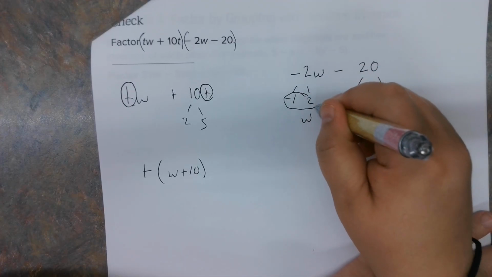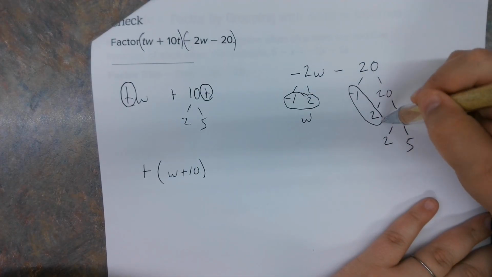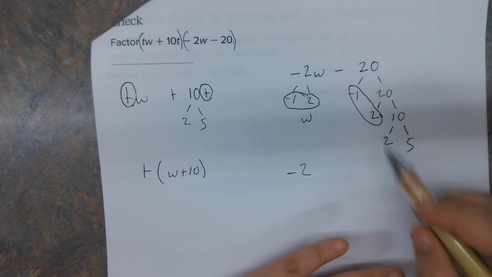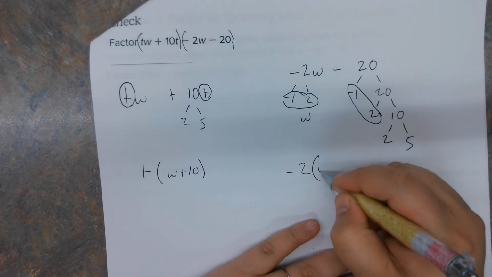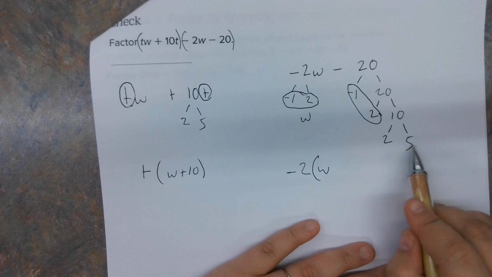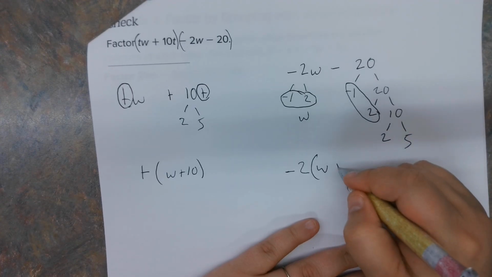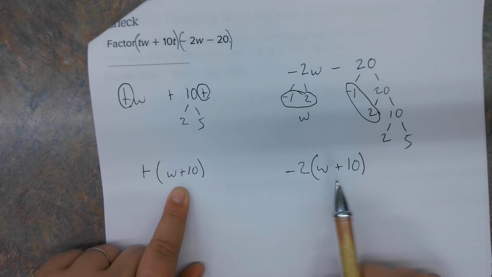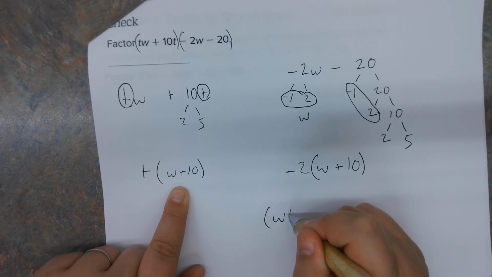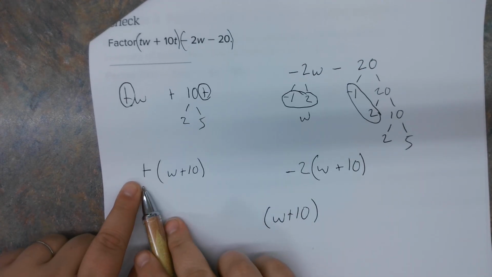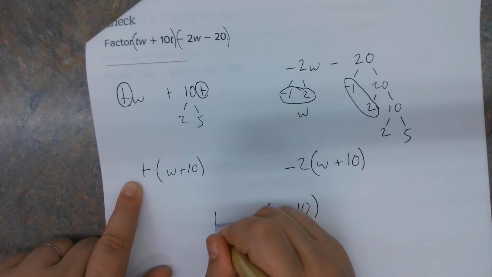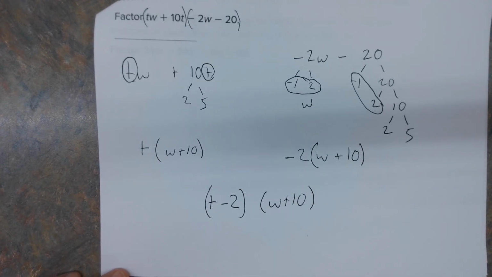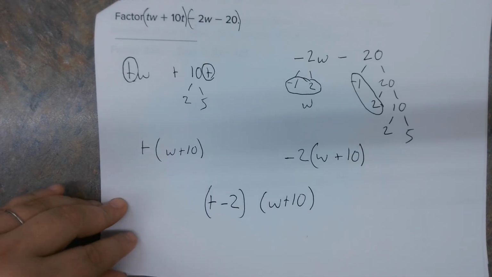They share a negative 1 and a 2. Okay, so I'm pulling out a negative 2 right now. What's left here? This one's left with a W. And this one is left with a 2 times 5 is 10. Oh, look. W plus 10. They share a W plus 10. And then I'm left with T minus 2. So T minus 2. There's our answer. It's factored.